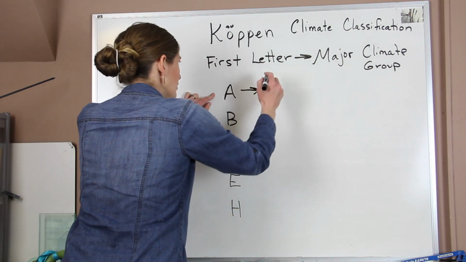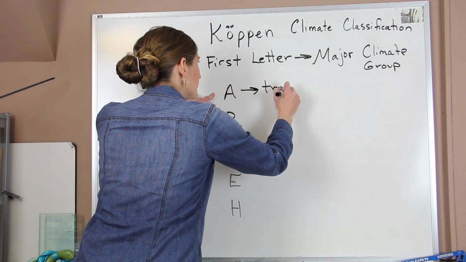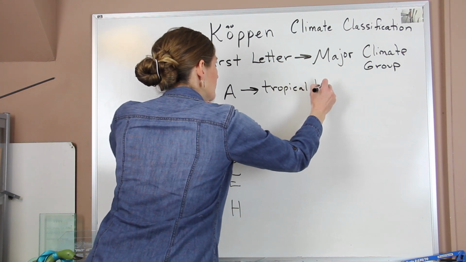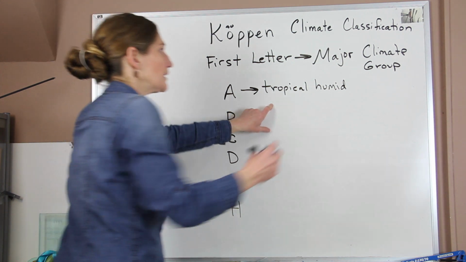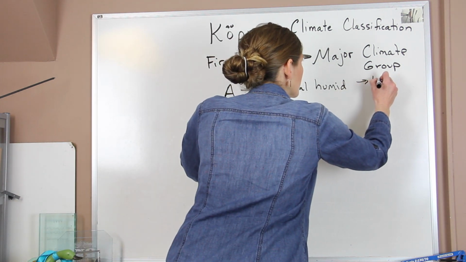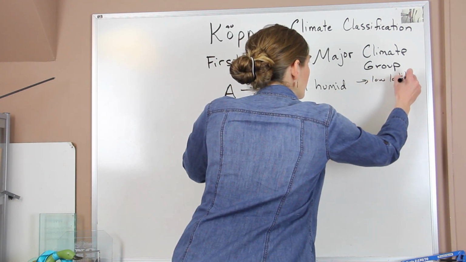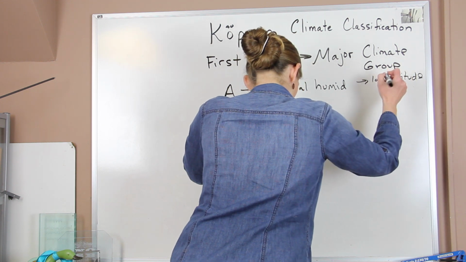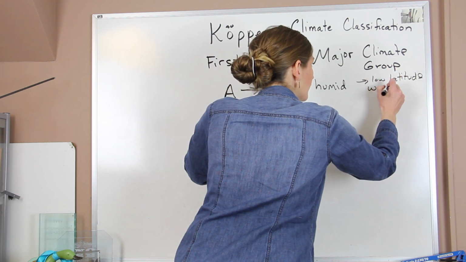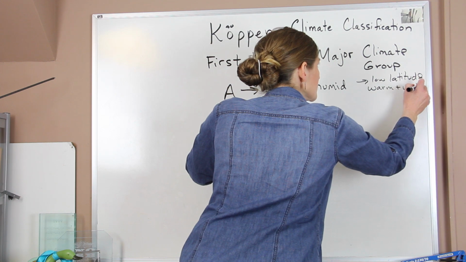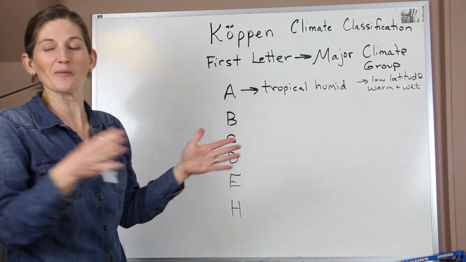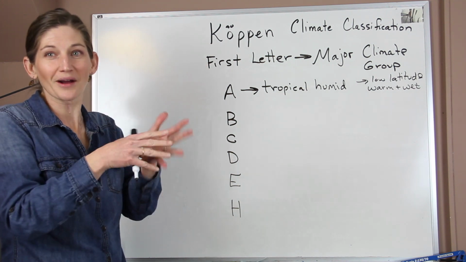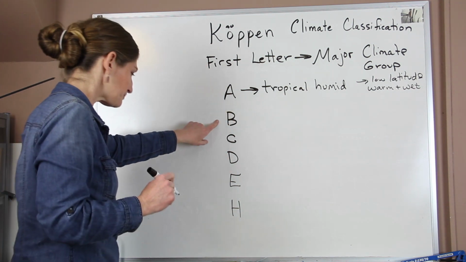The A's are all of our tropical, humid climates. These are going to be low latitude areas, and they're going to be warm and wet. These are right around the equator, a place where we have convergence of the global wind belts that leads to low pressure and lots of precipitation.